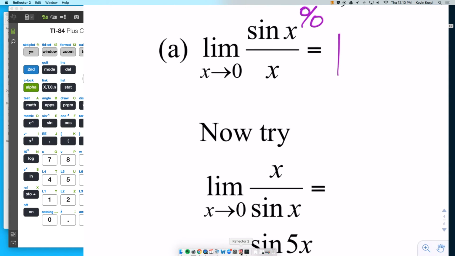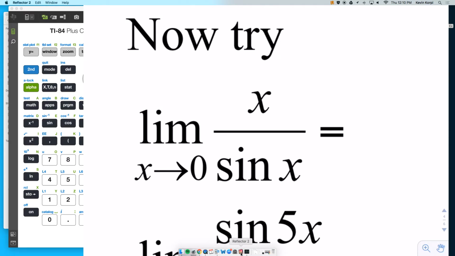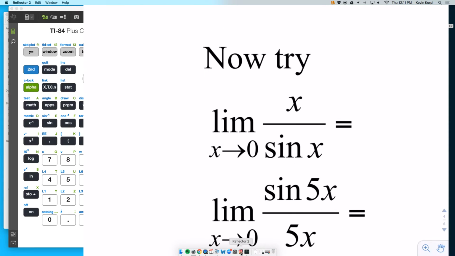Now that you've memorized it, let's work down. What do you think the limit is as x goes to 0 of x over sine of x? Did y'all do direct substitution? What do you get? 0 over 0. You still get 0 over 0.